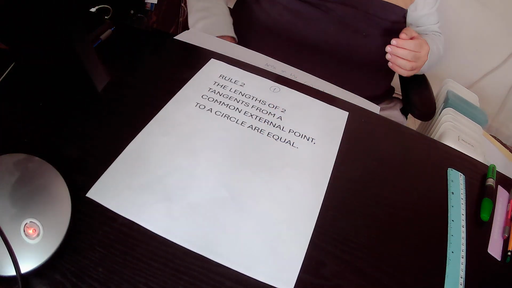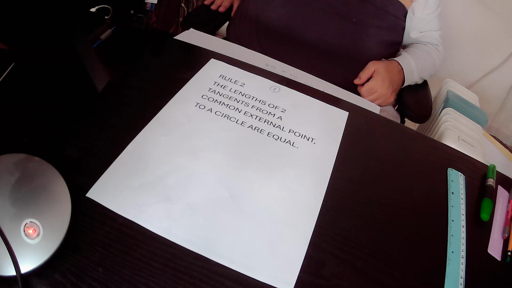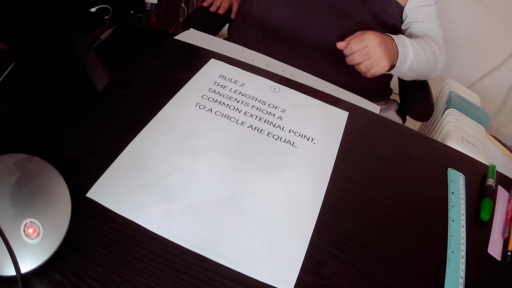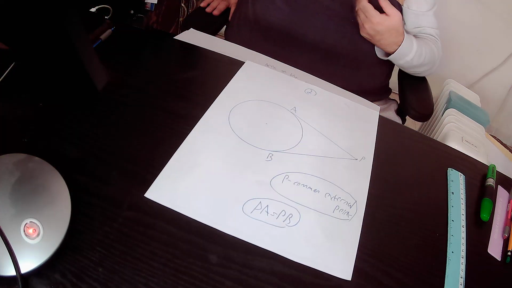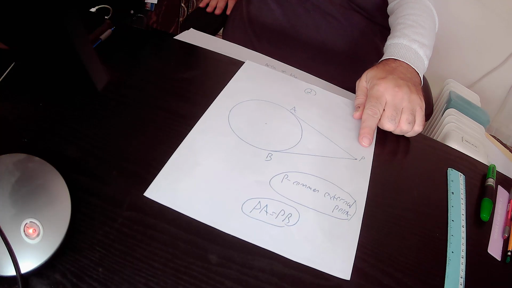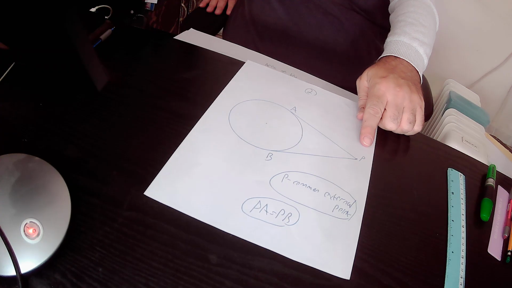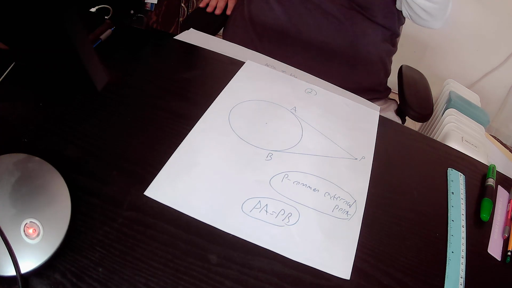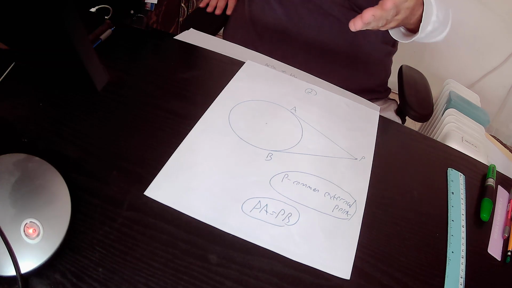According to rule 2, the lengths of two tangents from a common exam point to a circle are equal. In the drawing, we have a circle. This is the common exam point P. From this common exam point P, we have two tangents to this circle, tangent PA and tangent PB. And according to this rule 2, they are equal to each other in their lengths.